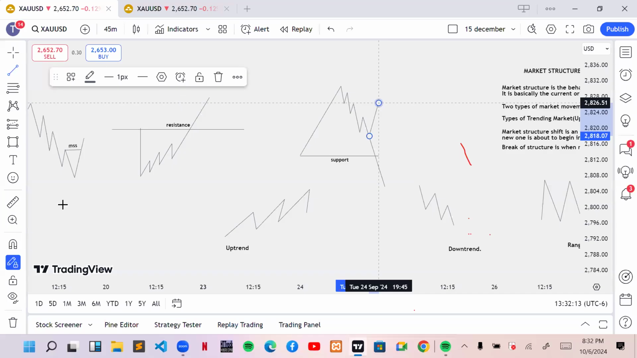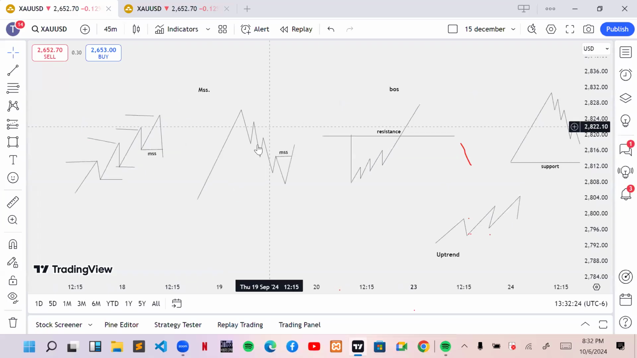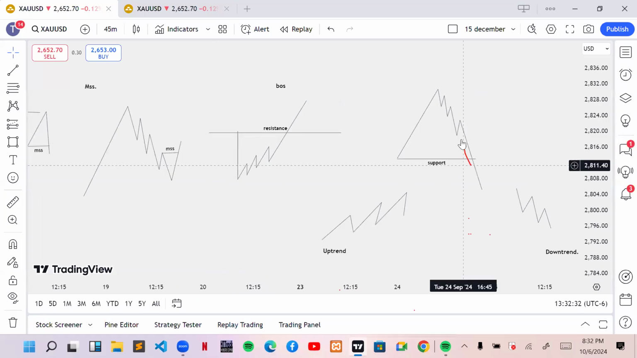Pay attention. This is a market structure shift. Previously on an uptrend, it changes direction to the downside. Previously on a downtrend, it changes direction to the upside. But for a break of structure, previously on an uptrend, it still broke structure on the upside. Previously on a downtrend, it still broke structure to the downside. That is the difference between break of structure and market structure shift.